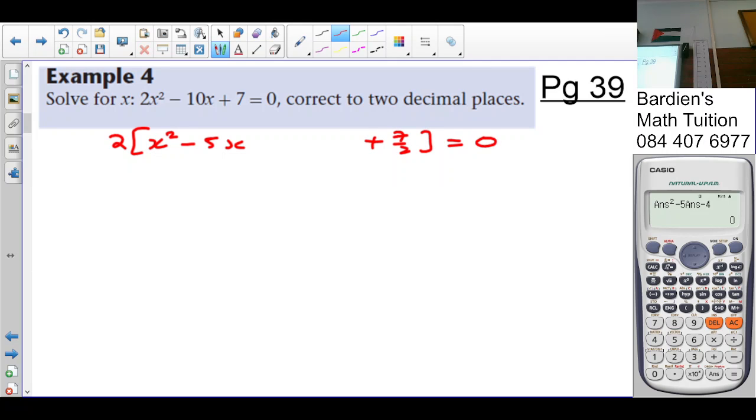Now what do we do? Plus a number, minus that same number. What's the number in this case? 5 over 2 squared. We have 25 over 4. So what do we have here?